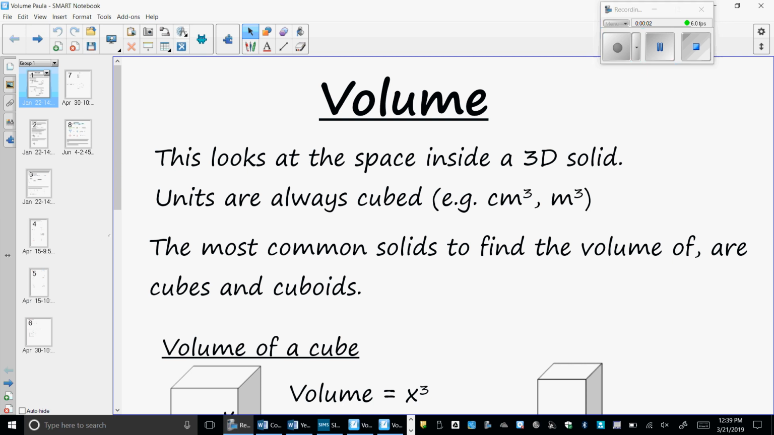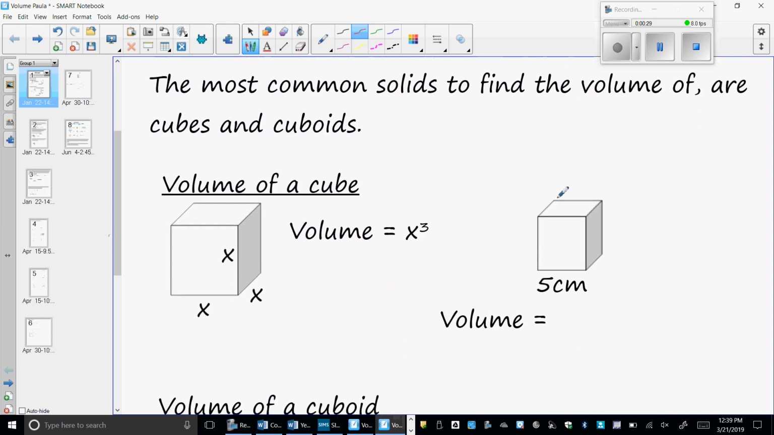Okay, so volume, as it says here, looks at the space inside a 3D solid. So when we're finding volumes, the units that you're going to use always are units cubed, so they've got the power of 3. Now remember, the cube doesn't affect the value, it's just the unit. Okay? Right, so the most common solids to find the volume of are cubes and cuboids.